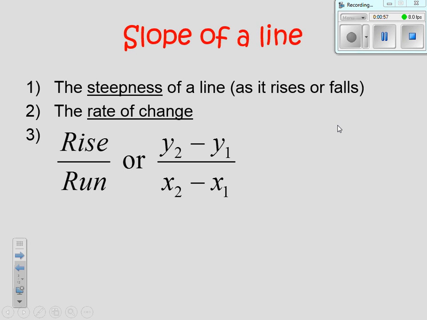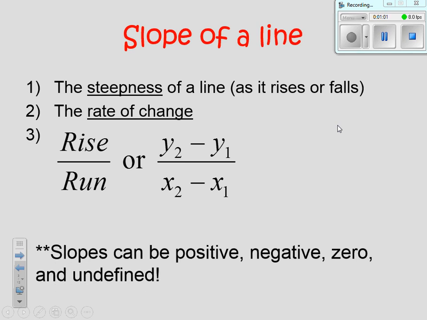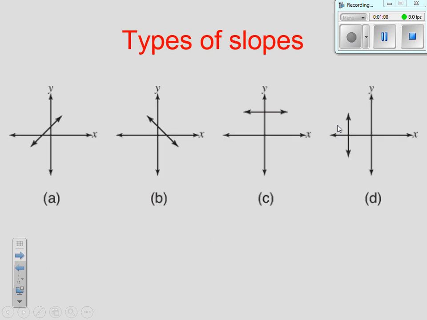Some of the types of slopes that you need to know exist are positive slopes, negative slopes, zero slopes, and undefined slopes. We're going to take a look at each one of those just to refresh your memory. If we look at graph A, as the graph goes left to right, we'll read it just like we read an equation or a book, left to right, it is rising.